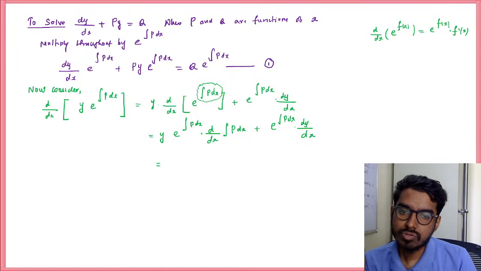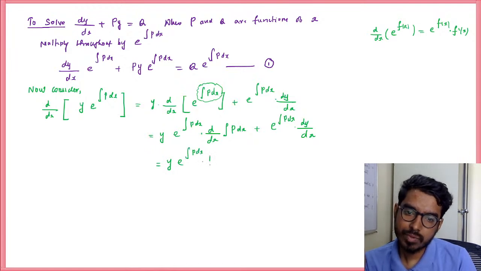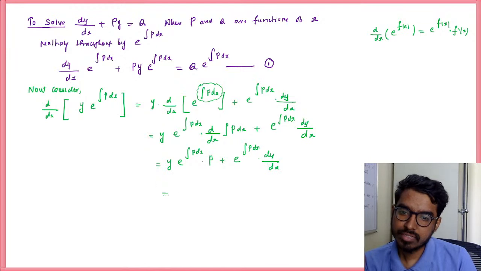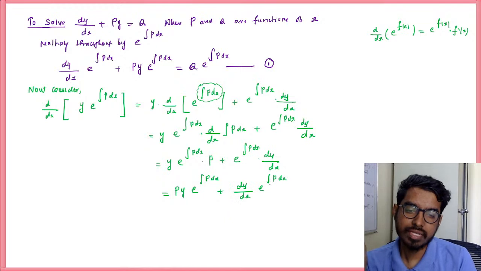So this integration and this derivative will get cancelled. So we have y into e power integration of P dx into capital P, and these two will get cancelled because these two are inverses, into e power integration of P dx into dy by dx. So I can write this as capital P into y e power integration of P dx plus dy by dx into e power integration of P.